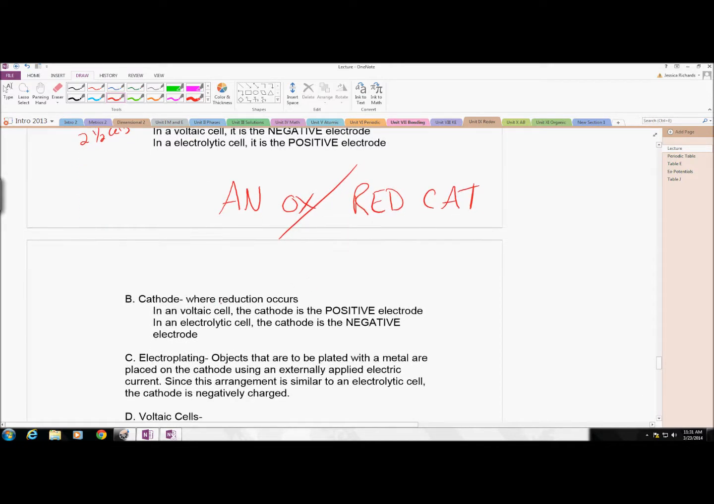I like to remember this by saying the voltaic cell is spontaneous and cats are positive. That's how I remember that in the voltaic cell, the cats are positive, and then the electrolytic cell, which isn't natural because it doesn't happen spontaneously, is where they become negative, and I just reverse it in my head.